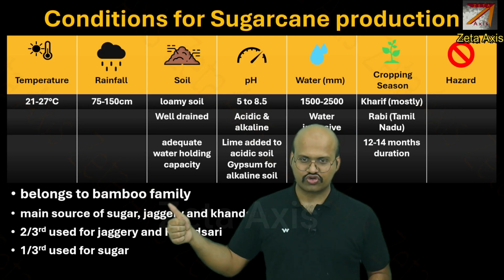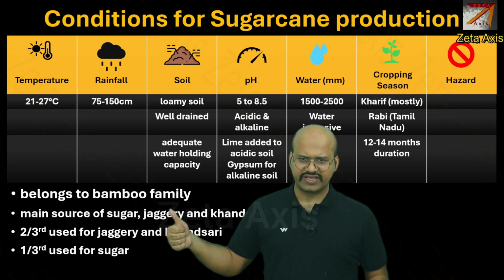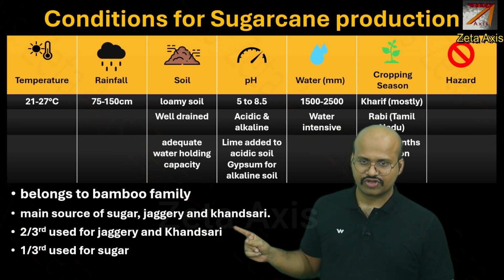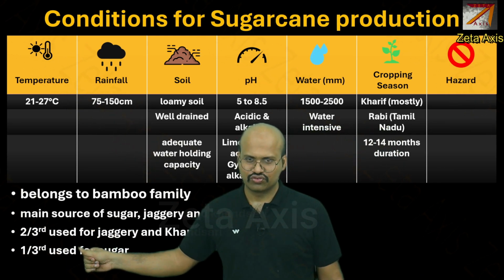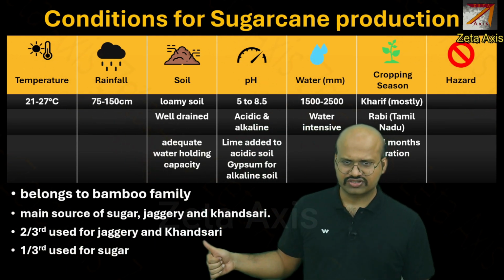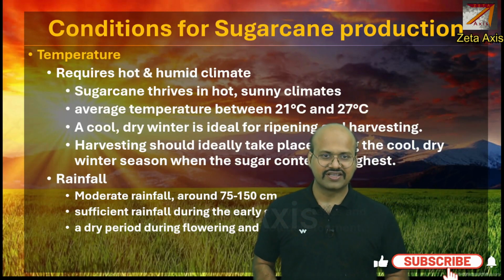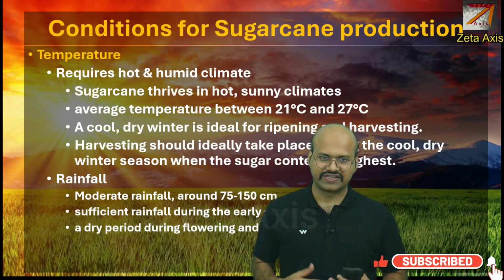The sugarcane belongs to bamboo family, and sugarcane is the main source of sugar, jaggery and khansari. 2/3 of the sugarcane is used for jaggery production and khansari production, and only 1/3 is used for sugar production. Here we can see the conditions for sugarcane cultivation in detail.